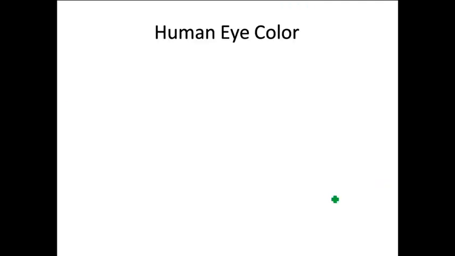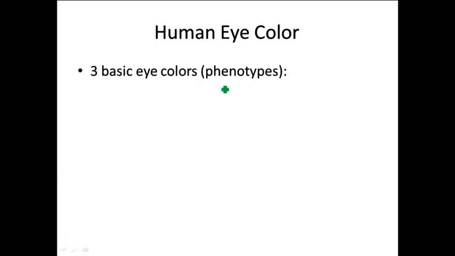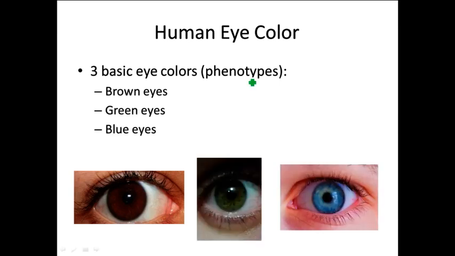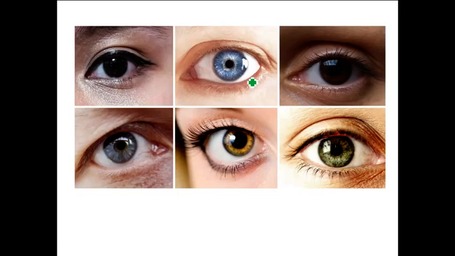Alrighty, let's change gears and talk about human eye color. Okay, so there are 3 basic eye colors, and the eye color is the phenotype. Okay, there are brown eyes, green eyes, and blue eyes. Obviously this is an oversimplification of eye color, right? We talked about brown eyes, green eyes and blue eyes, but what about these other ones that are in between, like light brown or grayish or hazel, or ones that have flecks of different colors in it?